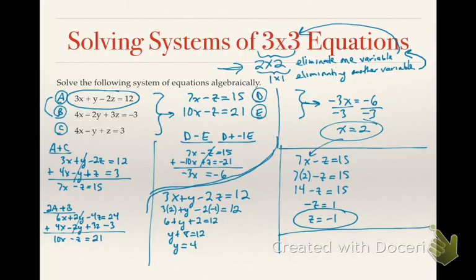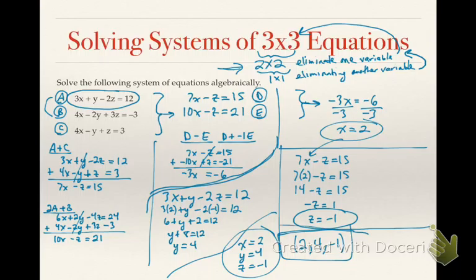So there's a couple ways you can write your answer. One way is as a coordinate point, which since we have 3 variables, it's going to be an x comma y comma z. So it's going to be 2 comma 4 comma negative 1. That's one way to write the solution. Another way to write the solution is as x equals, y equals, z equals. So you can write the solution as x equals 2, y equals 4, and z equals negative 1. Both are perfectly acceptable ways of writing your answer. As a coordinate pair, or in this case a coordinate triple, or as x equals, y equals, z equals.